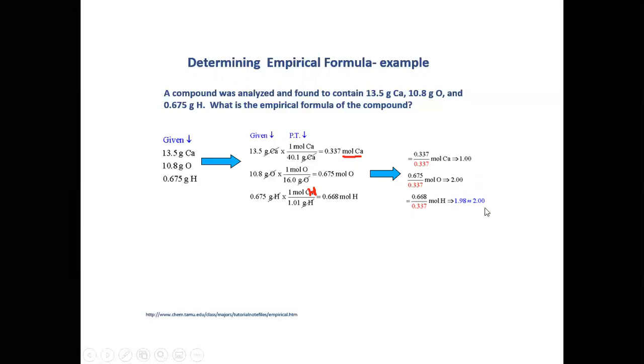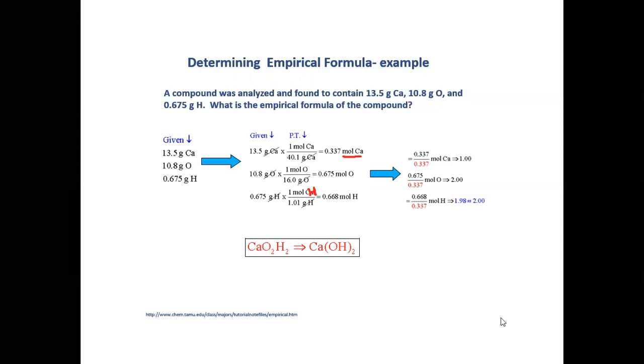Since here they're either exact or pretty close to whole numbers, we can write the formula as CaO2H2, or more commonly referred to as Ca(OH)2. So again, we take the mass, convert it to moles, divide by the smallest number of moles, and then check the ratios. If they're whole numbers, we can write the formula.